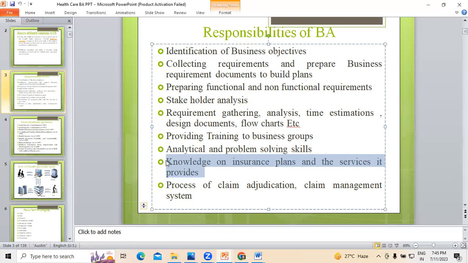So if you are a business analyst working for healthcare, you may be working for two different companies. One, you may be working for a provider. Second, you may be working for a payer. Understood? So either a provider or a payer. Who is a provider? I'm asking you, who is a provider?